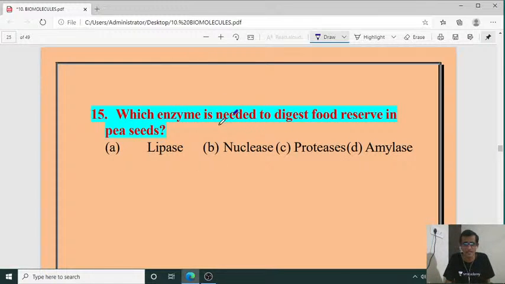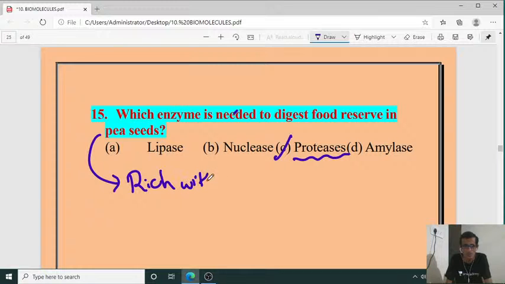Then which enzyme is needed to digest food reserve in pea seed or garden pea plant? Garden pea seed. So which enzyme is needed? That is the protease. Why? Garden pea seed is rich with protein. So protease is the enzyme that digests the protein particle.